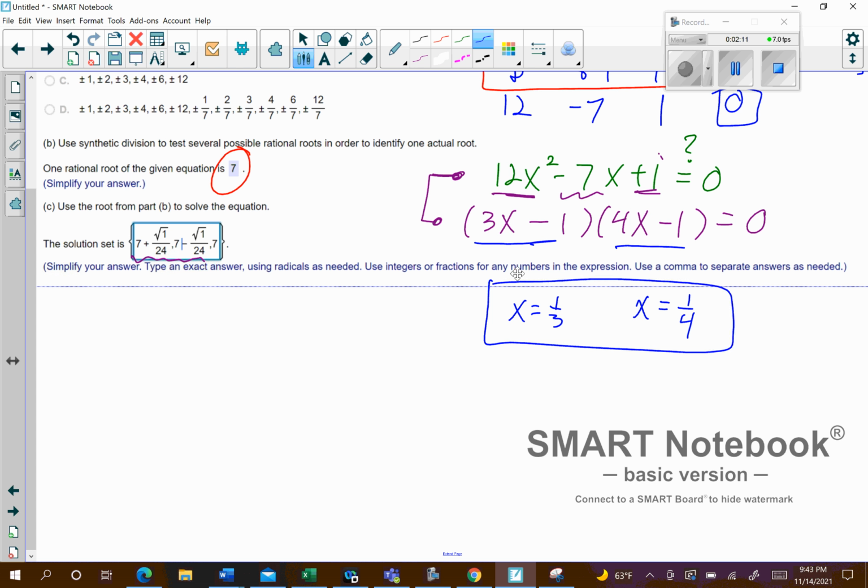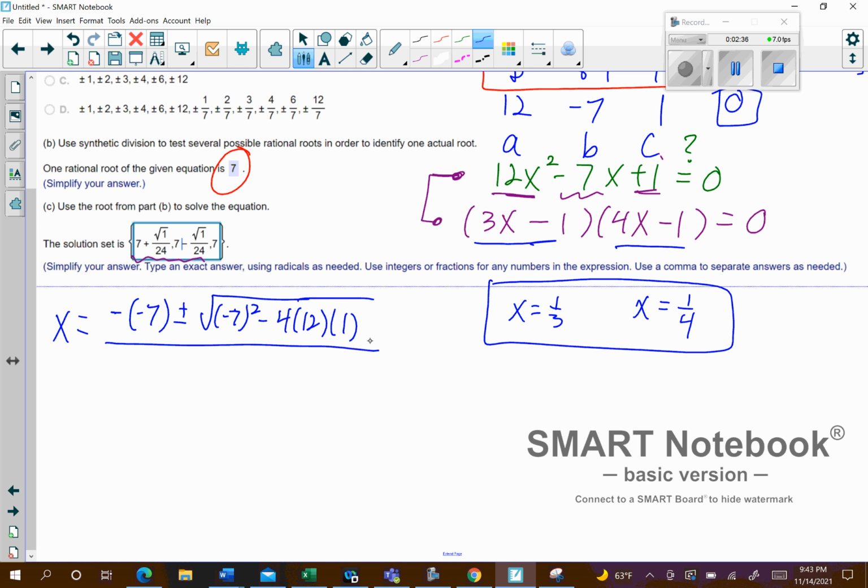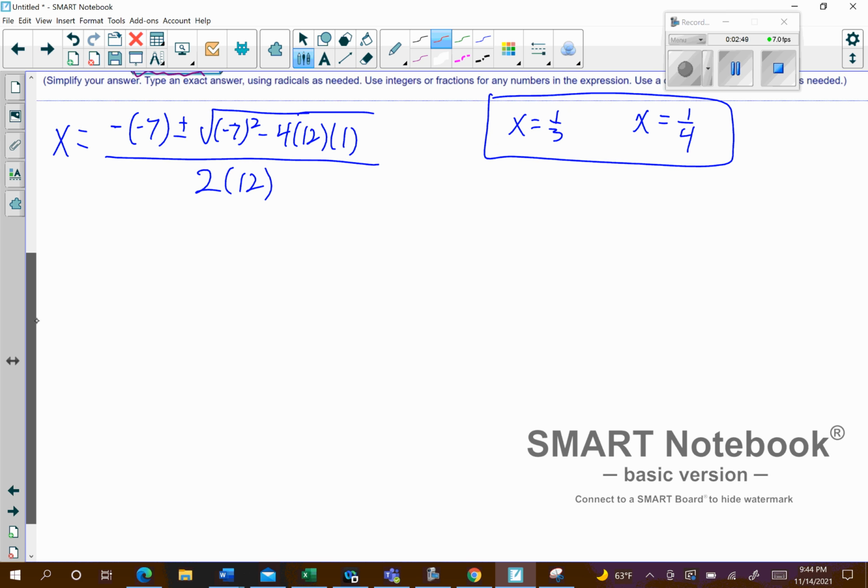Okay, but let's go ahead and look at doing this quadratic formula way because there's nothing wrong with doing it that way also. So that would be my a, b, and c. So let's see, x equals negative 7 plus or minus the square root of negative 7 squared minus 4 times 12 times 1, all divided by 2 times my a value, which is 12. Okay, so I think I can kind of see probably what happened here.